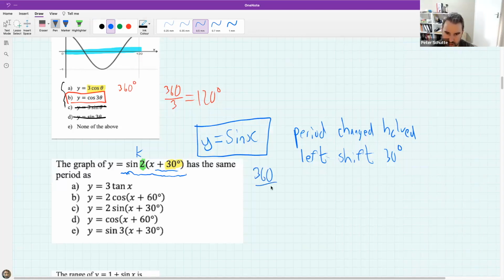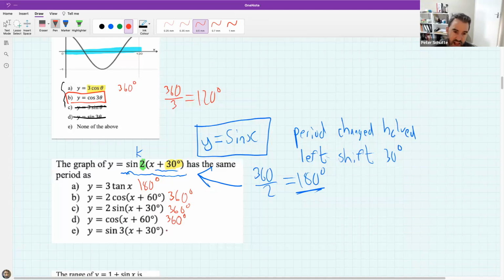And it's going to be 360 divided by 2 is 180. So the period of this graph is 180. Which of these 5 also has a period of 180? Well, maybe there's a couple of answers, because this is a plain old tan graph, which is 180 degrees its period. This one hasn't had a period change, so that's going to be 360. This one hasn't had a period change, so it's 360. This one is going to be 360 because it's a normal cos graph. And this one is going to be 360 divided by 3, which is 120.